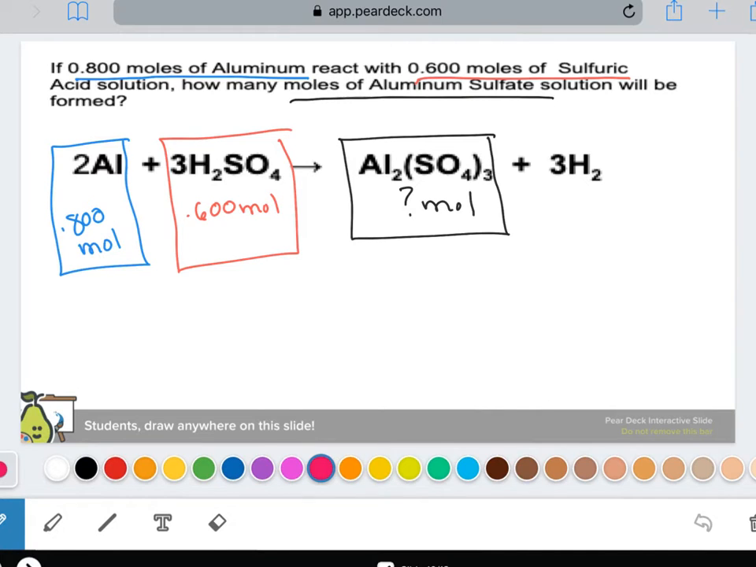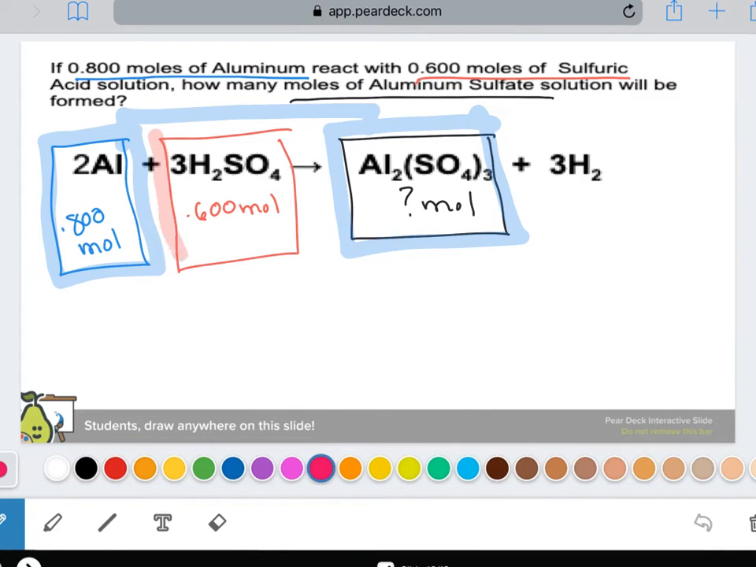So basically what's happening here, guys, is that we're going to be doing a blue problem that is going to look at this ratio, the ratio of 2 to 1. And then the other problem is going to be looking at this ratio of the sulfuric acid with my product, and I'm going to be looking at a 3 to 1 ratio there. Okay, so I'm going to let you just look at that for a second.